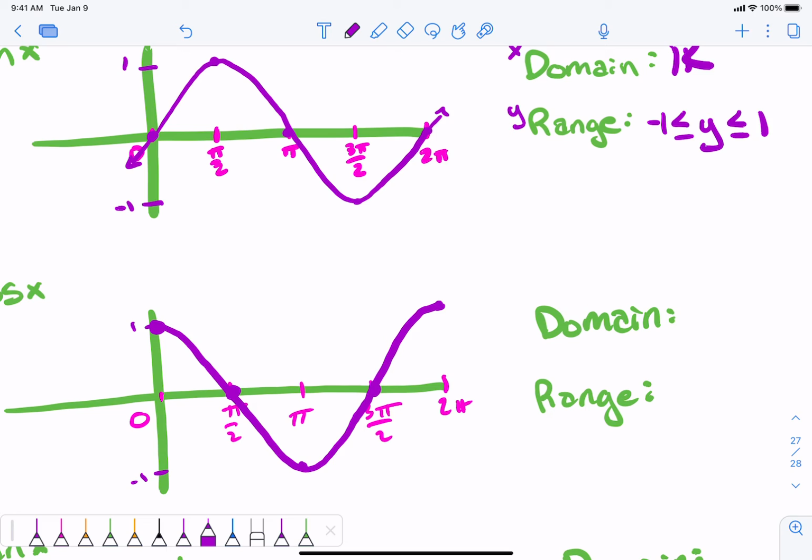Which is kind of like what sine is, just shifted over, right? Okay, he just looks like that. Well, that's what cosine looks like between 0 and 2 pi.